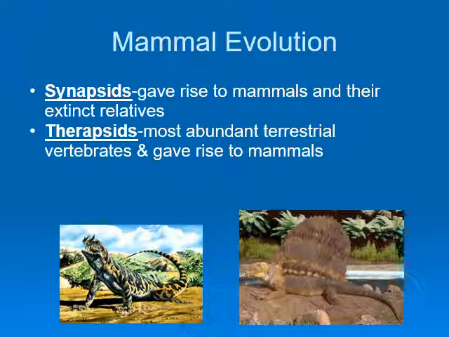A little bit later, after the synapsids, the therapsids, those are going to be some of the most abundant terrestrial vertebrates about 250 million years ago. And they also look like they gave rise to mammals as well.